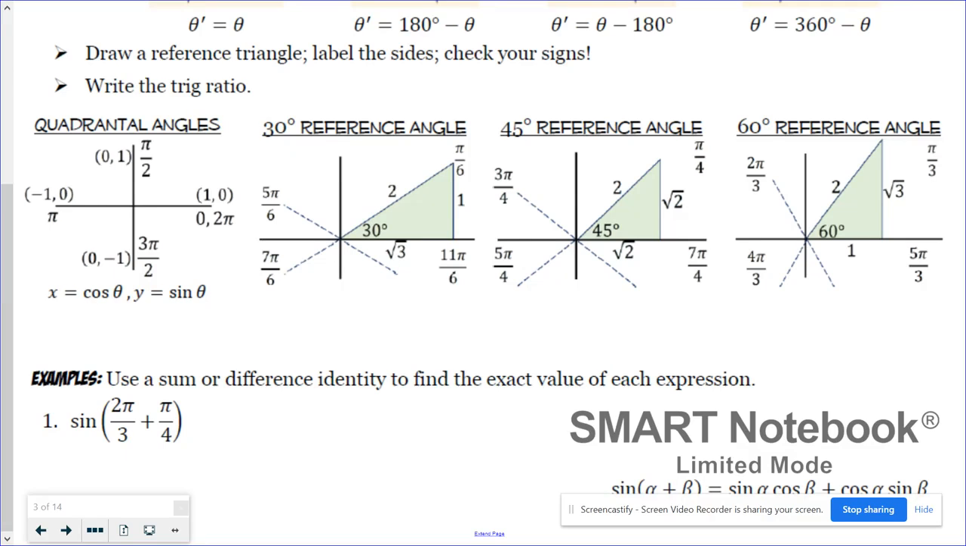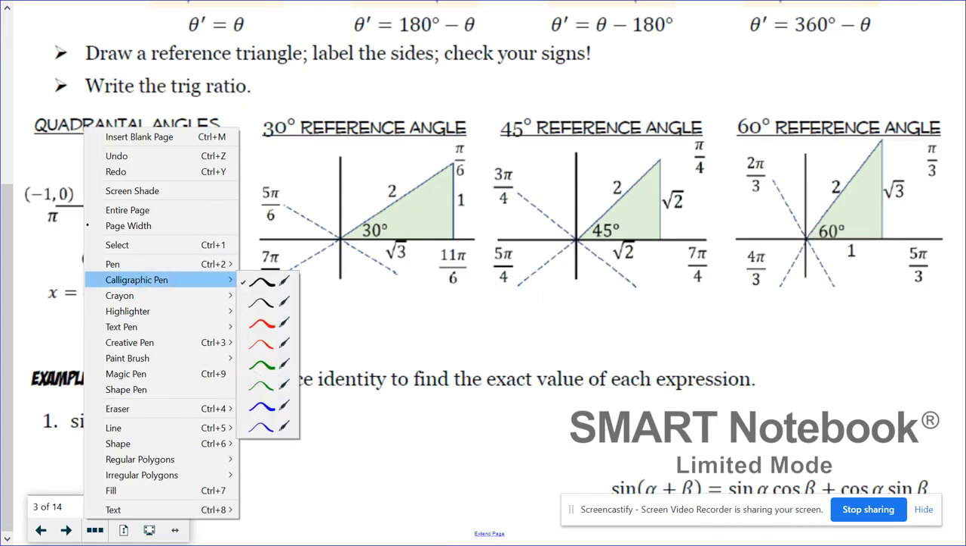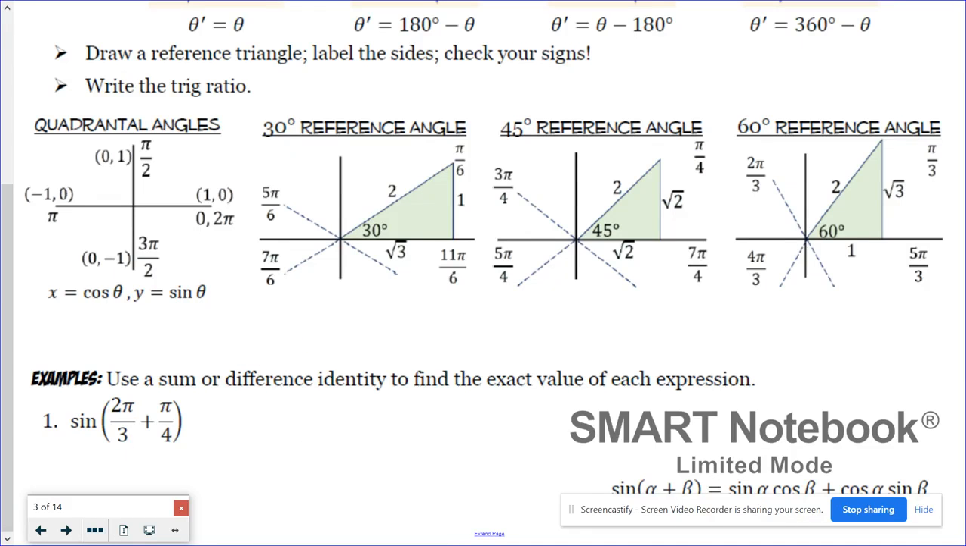In example 1, it says use a sum or a difference identity to find the exact value of the expression. And I want to find the exact value of sine of 2 pi over 3 plus pi over 4. So those are my two angles, alpha and beta. Alpha is 2 pi over 3, and then beta is pi over 4. So I'm going to want to first draw my two reference triangles, one for alpha and one for beta.